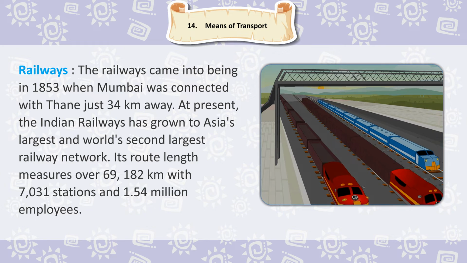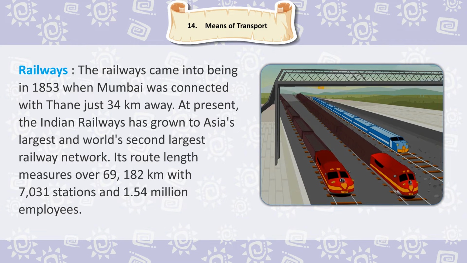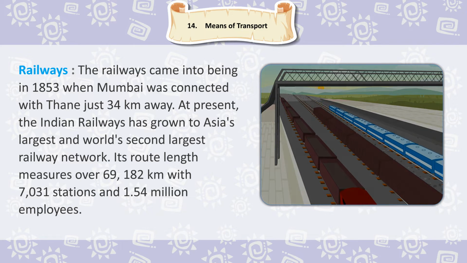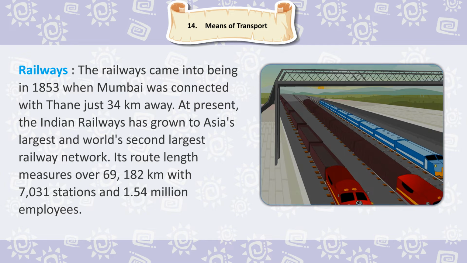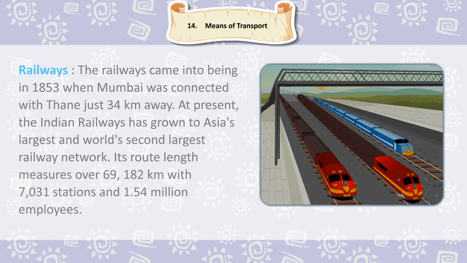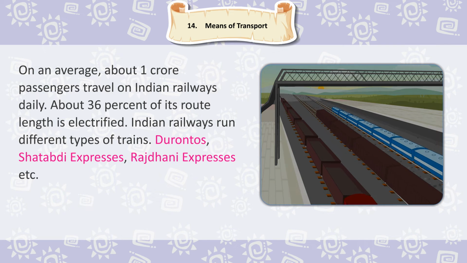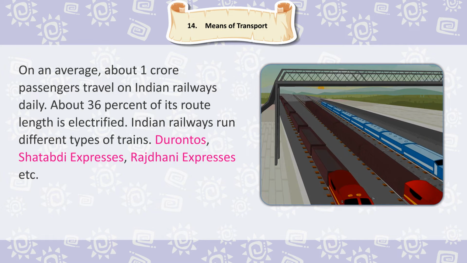Railways. The railways came into being in 1853 when Mumbai was connected with Thane just 34 km away. At present, the Indian Railways has grown to Asia's largest and world's second largest railway network. Its route length measures over 69,182 kilometers with 7,031 stations and 1.54 million employees. On an average, about 1 crore passengers travel on Indian Railways daily. About 36% of its route length is electrified.